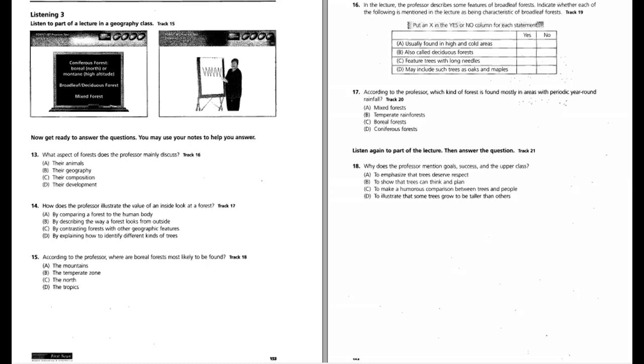Number 16. In the lecture, the professor describes some features of broadleaf forests. Indicate whether each of the following is mentioned in the lecture as being characteristic of broadleaf forests. Number 17. According to the professor, which kind of forest is found mostly in areas with periodic year-round rainfall?